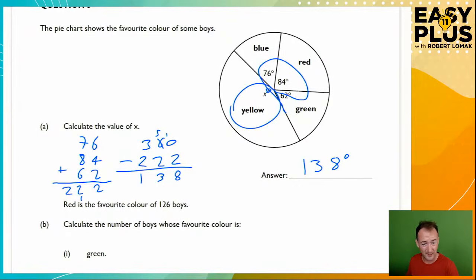So this is, as I said, the hardest question type. This is the bit that you might need to rewind later and re-watch so that you understand it, as long as I explain it clearly enough. Calculate the number of boys whose favourite colour is green.